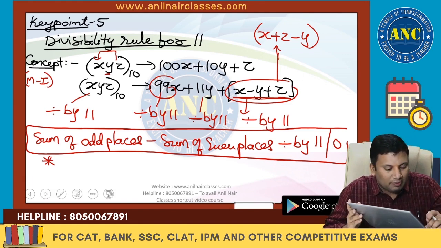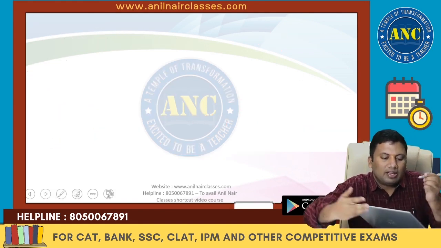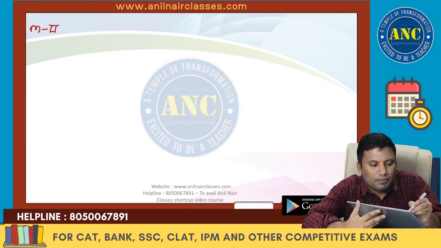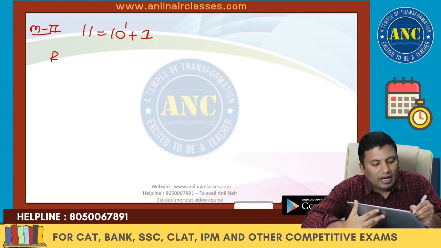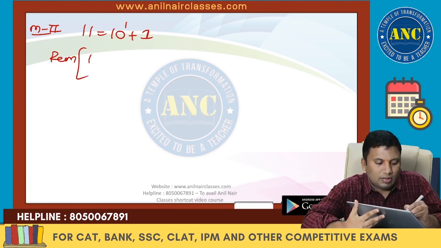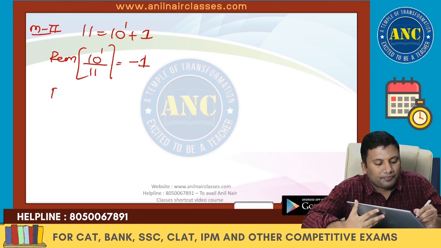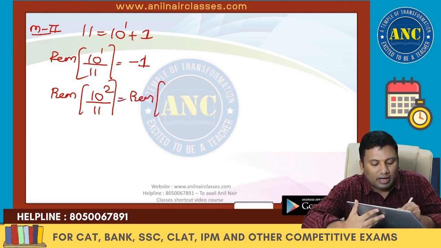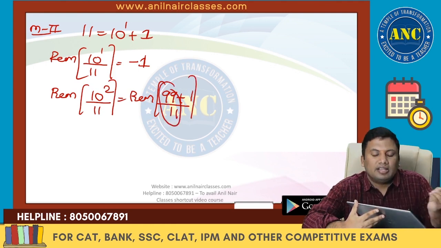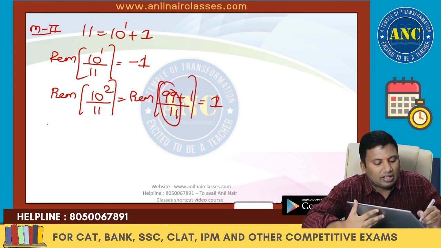Method 2. Another method we will see. 11 is nothing but 10 power 1 plus 1. Now, why am I writing like this? Suppose 10 divided by 11, the remainder is nothing but minus 1. 10 square divided by 11: 10 square is 100, and 100 is 99 plus 1. 99 is divisible by 11, so the remainder is 1.